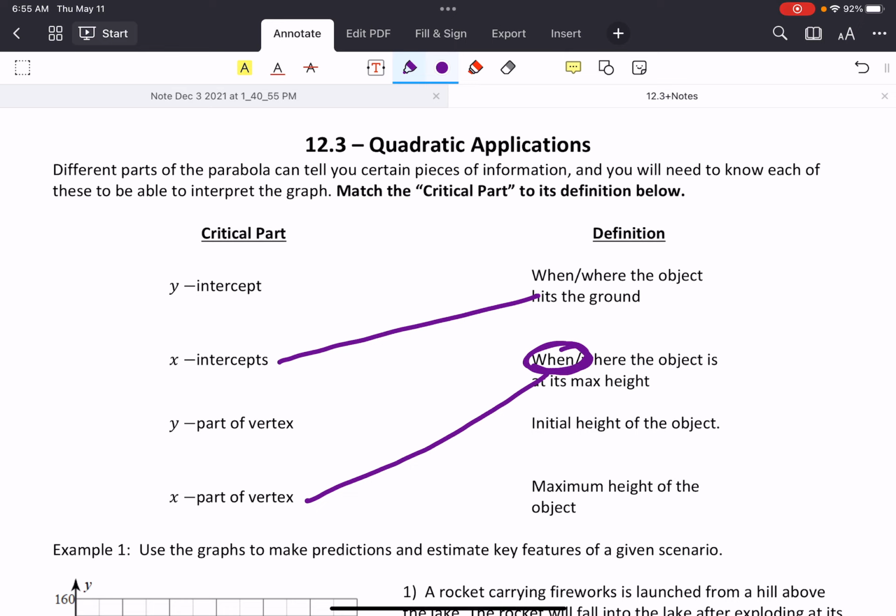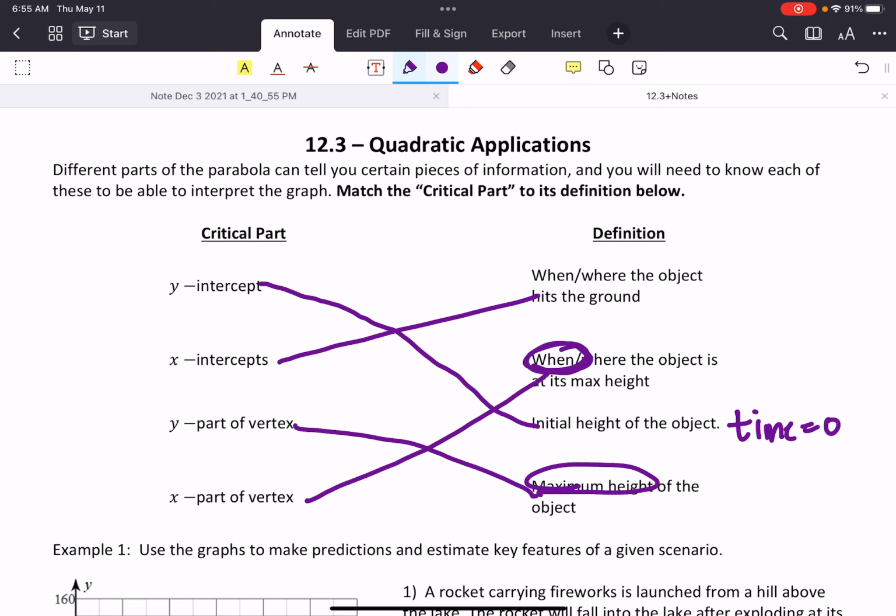Usually x is time. The initial height of the object is the y-intercept. That's when usually time is equal to 0. And then the maximum height of the object is the y part of the vertex. And here we're looking for maximum height.